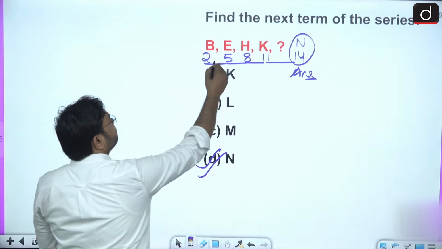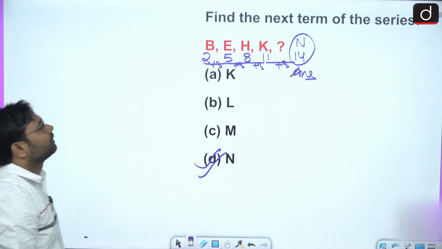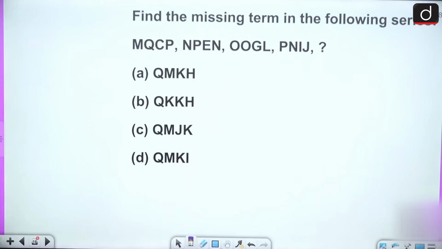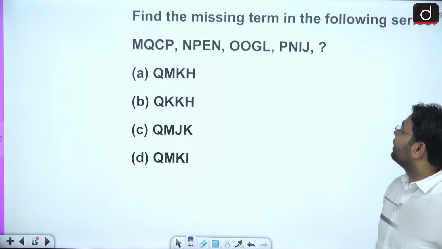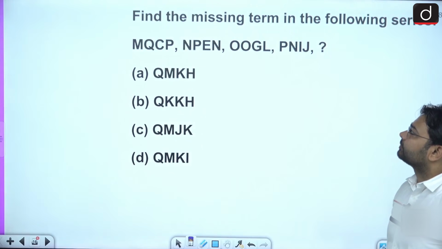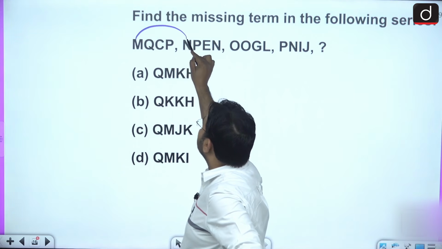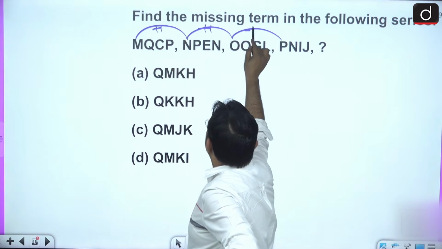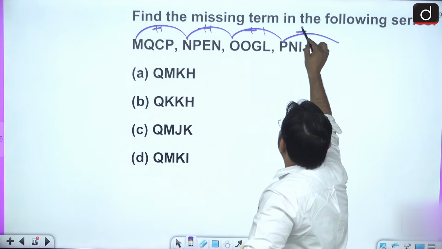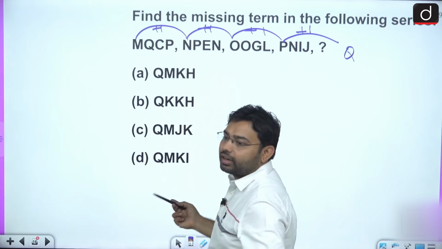This plus 3 and then plus 3. MQCP NPEN OOGL PNIG. M plus 1, N plus 1, O plus 1. Got this one? So P plus 1. So starting with Q is your answer and all the 4 options are starting with Q.